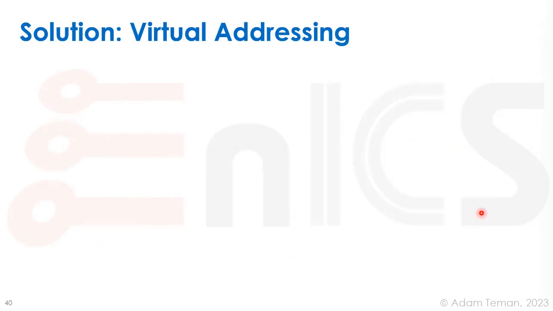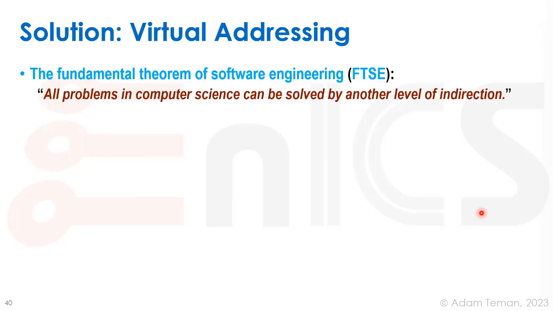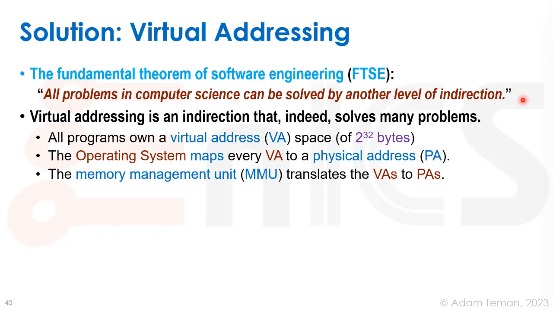So really the solution to the problems that we discussed above is called virtual addressing. And it's actually been encapsulated by something that is now known as, a bit in mockery, the fundamental theory of software engineering, or the FTSE. And it states that all problems in computer science can be solved by another level of indirection. That was said by David Wheeler or by Butler Lampson, depending on who you look at. It's kind of a joke, but it actually makes sense, because a lot of problems in computer science are really solved by indirection. So virtual addressing is one of these solutions. It's an indirection that solves many problems.